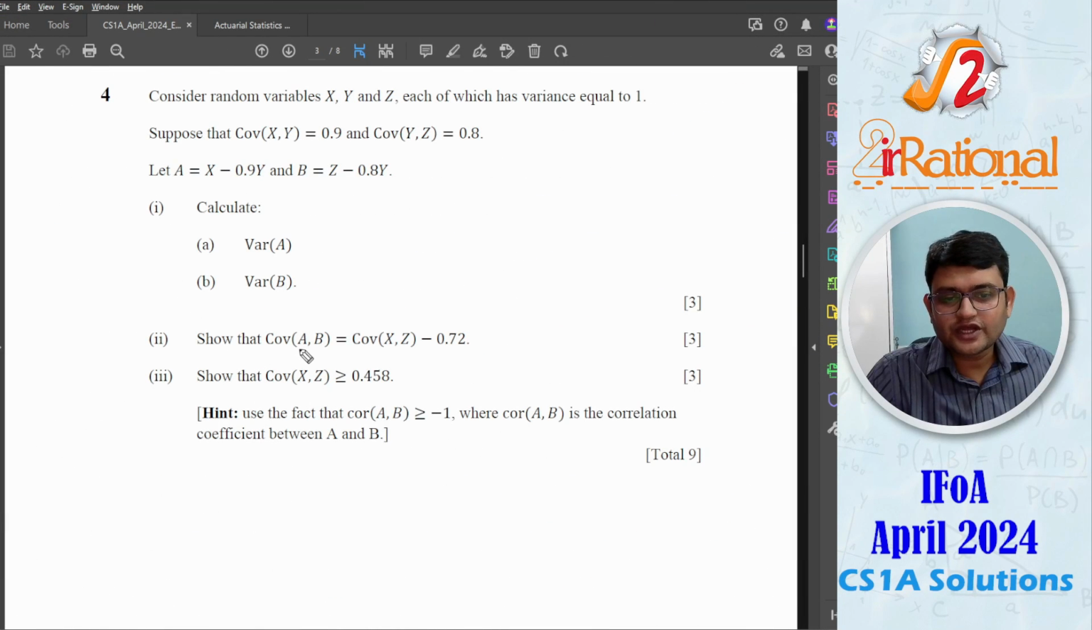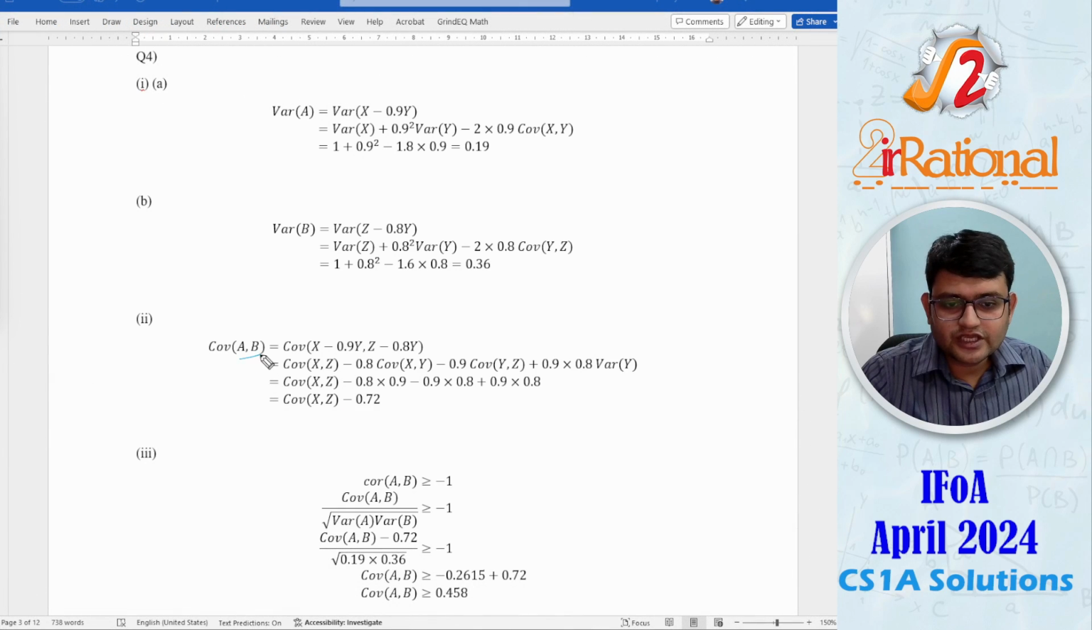So the second part, show that the covariance of AB is equal to the covariance of XZ minus 0.72. Covariance AB, we'll substitute both of them and then give individual covariances. So we get XZ and minus 0.8 times XY minus 0.9 times YZ and then plus 0.72 times variance of Y. That is covariance Y, Y gives me variance. By substituting all of these values, we'll get covariance of XZ minus 0.72.